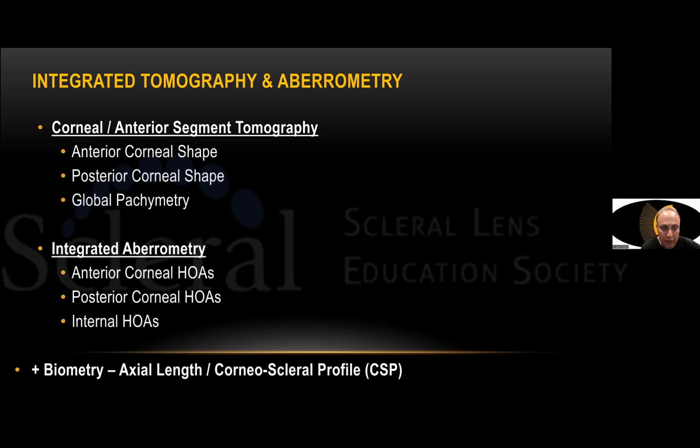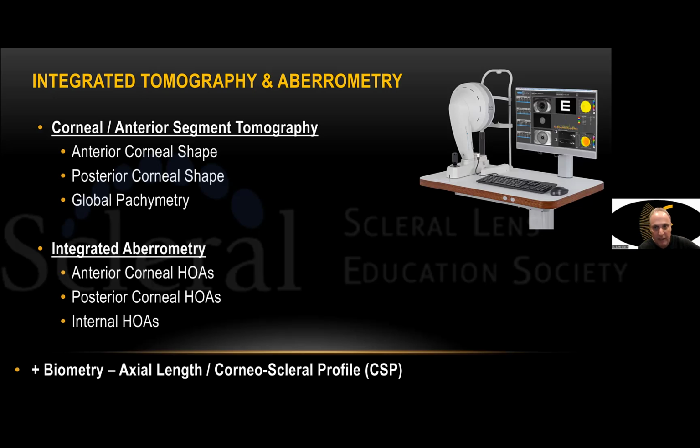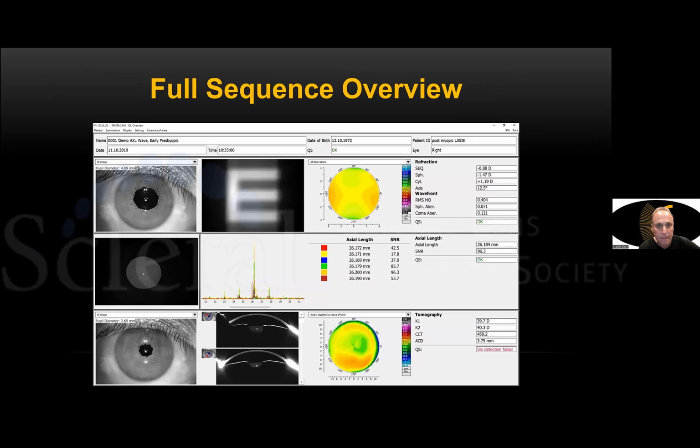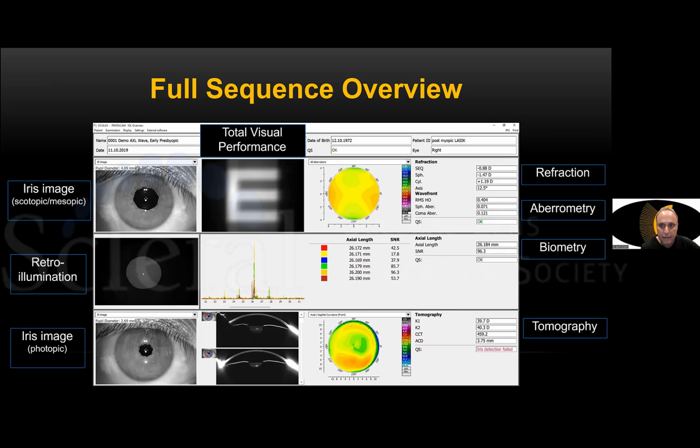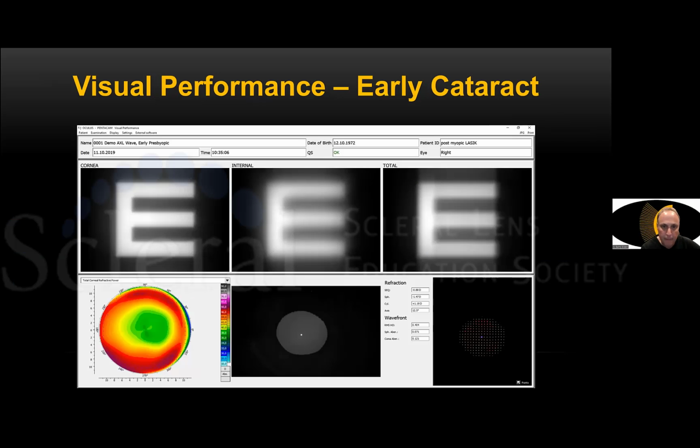And I think both of us are really starting to learn more and more and work with some of the software and helping improve that. And that's an example of the AXL wave from Oculus. In that particular instrument, it can give you an overview of total visual performance, iris images, all kinds of things. And you can see the aberrometry findings in the upper section and the tomography findings in the lower section, and even the biometry in the center. So we can see all of that.